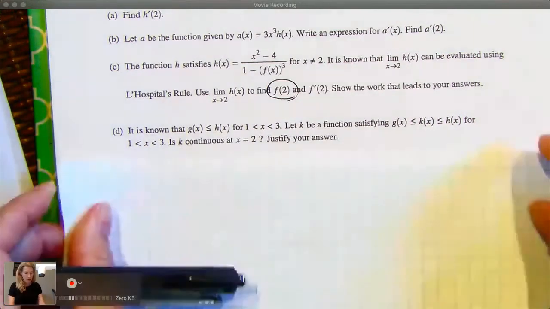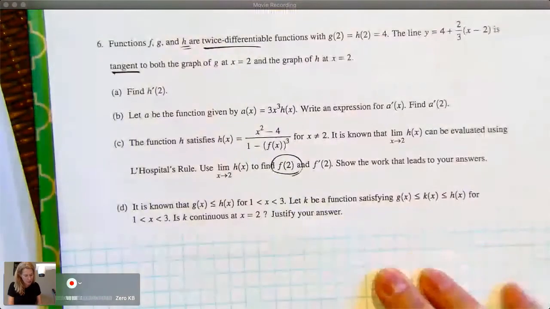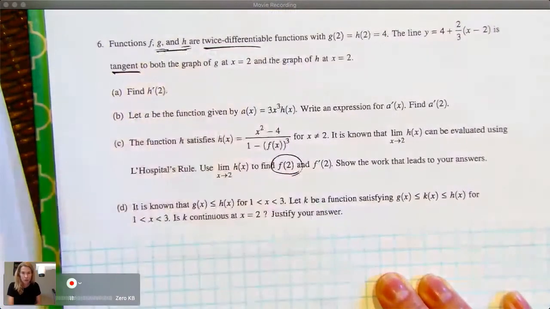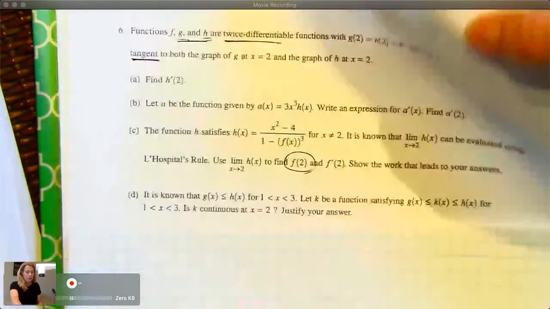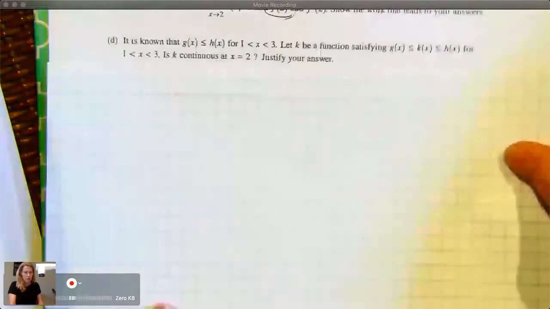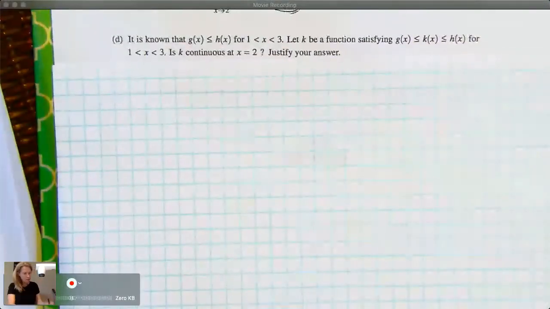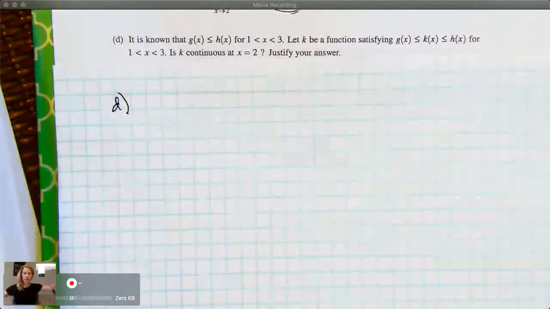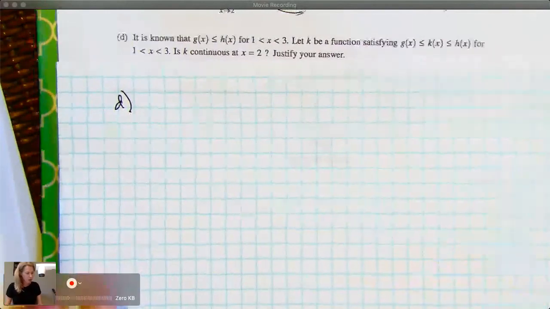So what do we know here? Again, I'm going to scroll this up a bit, but before I do, I just want to remind us, we've got g and h and k. G and h are twice differentiable. That's what's relevant on this particular part of the problem. So I know g and h are differentiable. And since something's differentiable, I know it has to be smooth and continuous, right? No corners or cusps or breaks. It's smooth and continuous if it's differentiable.